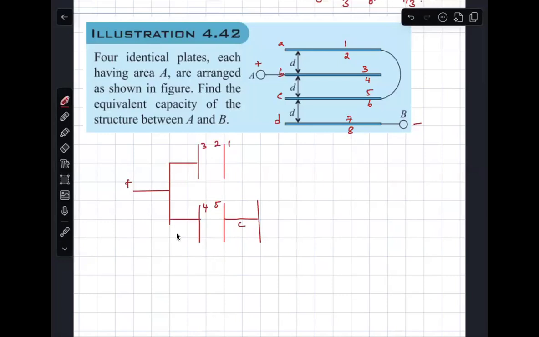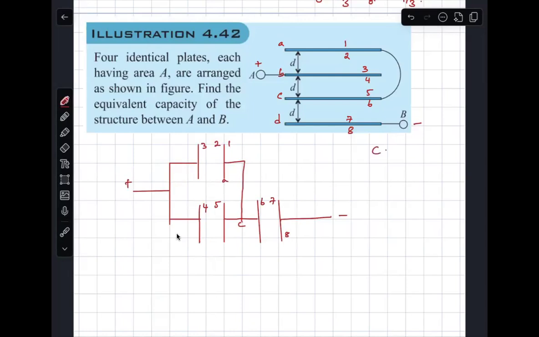Now, plate C. This is plate C. 6 is facing what? 7. 8 is open to sky. Now again, plate A is this. 1, 2 is connected to 5, 6. And 7, 8 is connected to the negative terminal of the battery. My circuit is done. I have completed the circuit.